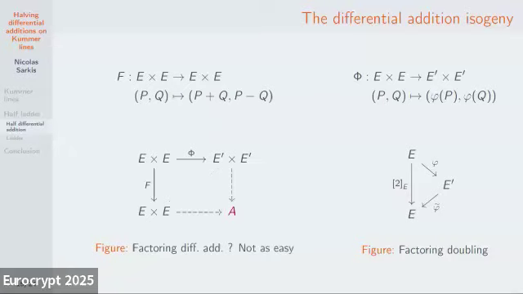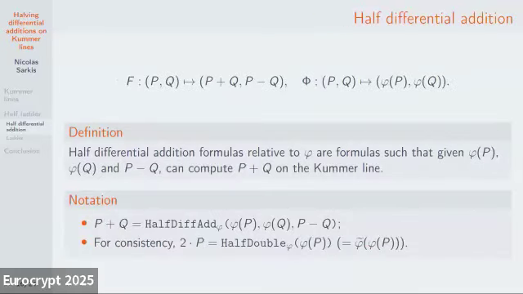And the answer is, it's not as easy. You have this abelian surface A that appears, that is generic. It has no reason to be a product of elliptic curves. But you can achieve it. You can find some factored formulas. And what are those factored formulas? This is what we call half differential addition. If you have a 2-isogeny phi on your elliptic curve, and if you know the data, half differential addition formulas are formulas that compute P plus Q with the data of phi P, phi Q, and P minus Q.